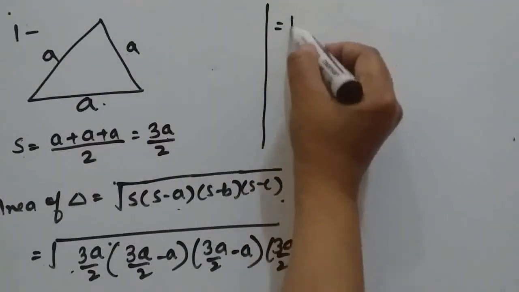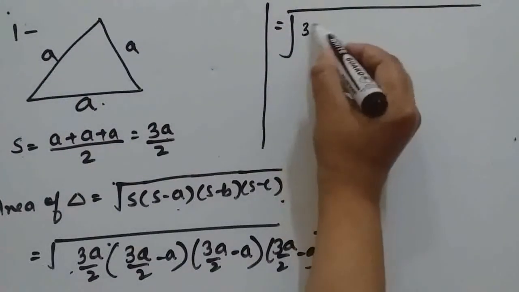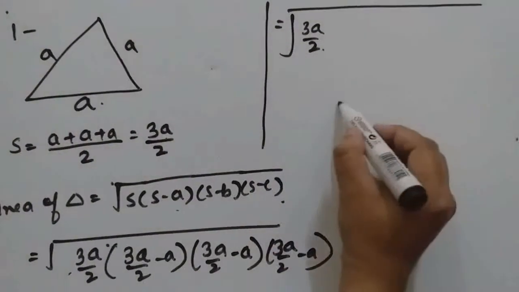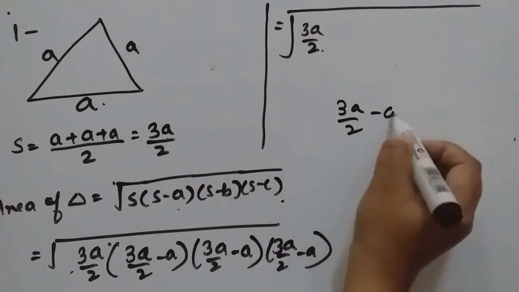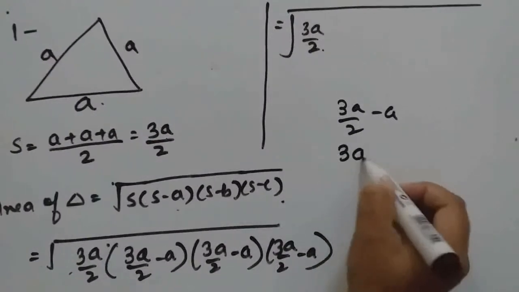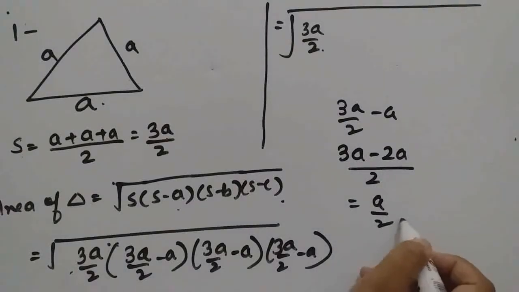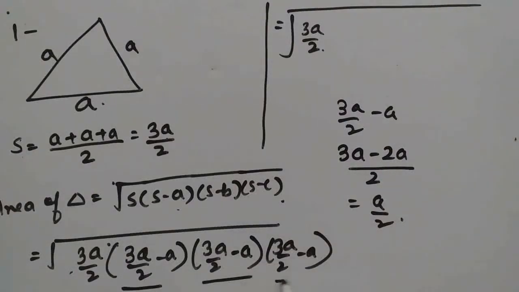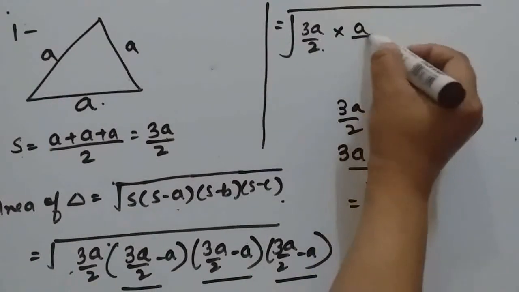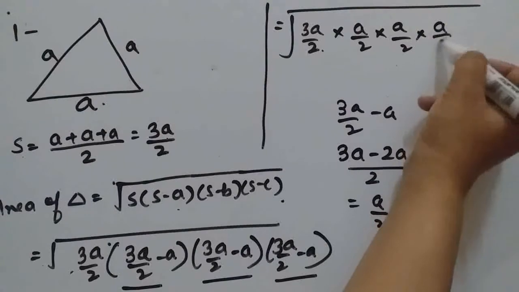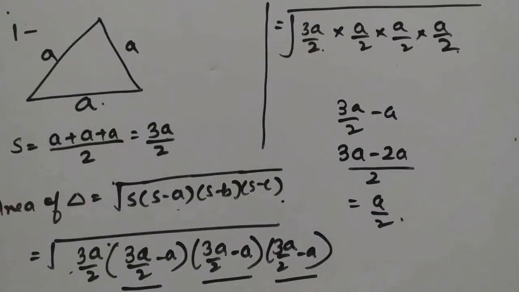So 3A by 2 will be the same. Then 3A by 2 minus A. If you do cross multiplication, 3A minus 2A by 2, that is A by 2 you will get. That means each bracket will give A by 2. So there are 3 such brackets, so A by 2 for 3 brackets.